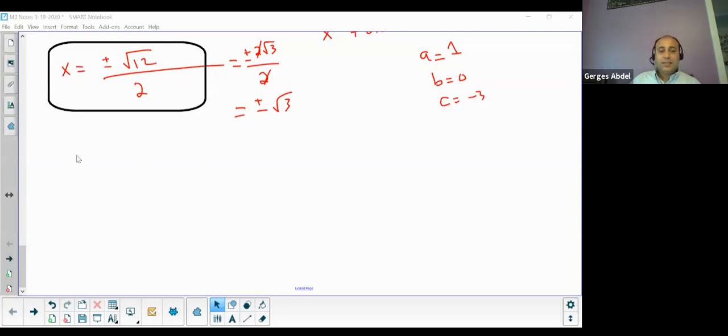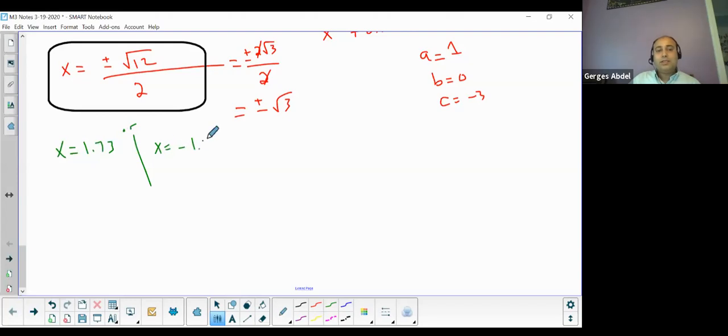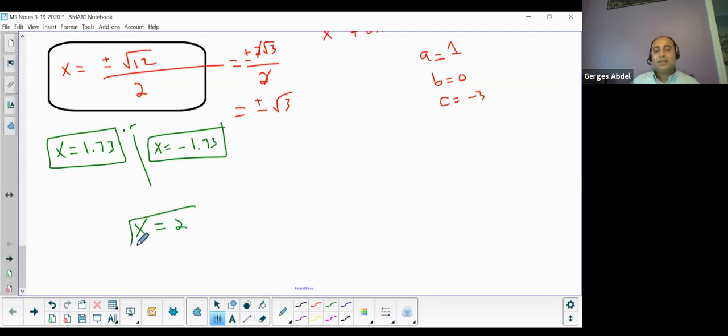So x is equal to 1.73, or x equals negative 1.73. So here you go, I got three different solutions: 1.73, negative 1.73, and the other one that we got earlier today, which is x equals positive 2.